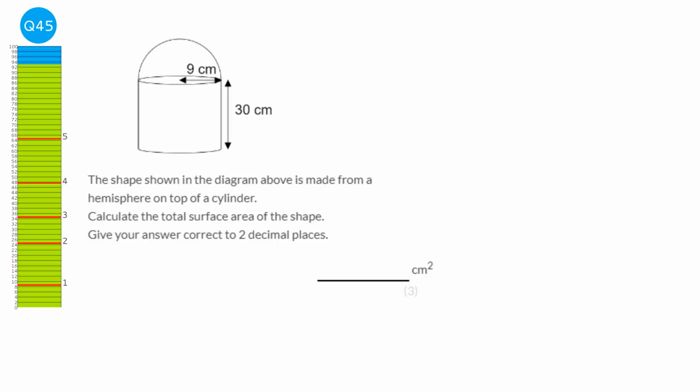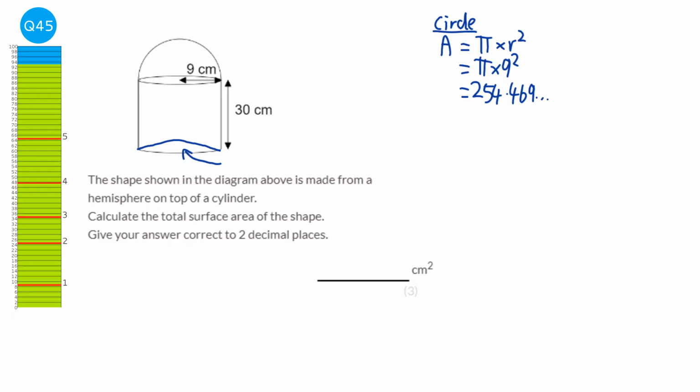So there are 3 parts that we need to find the area of. We're going to start with the easiest bit first, this circle at the bottom here. The circle area is just going to be pi times r squared. And the radius is given to us at the top, which is 9. So it's just going to be pi times 9 squared. And that would be 254.469 and so on. Or we could leave it as 81 pi.